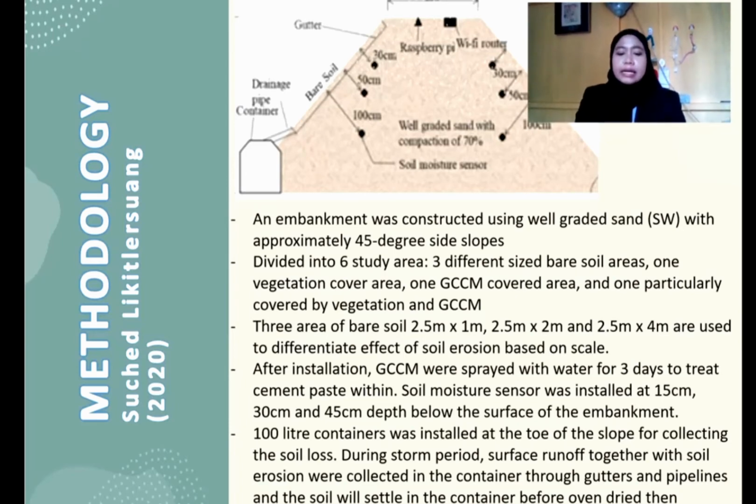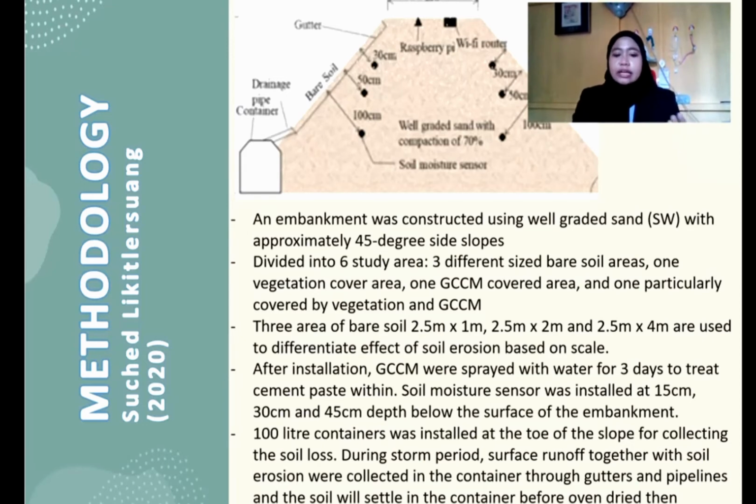The 3 areas of bare soil are: for the first, the area is 2.5 meters times 1 meter. For the second, 2.5 meters times 2 meters, and for the third, 2.5 meters times 4 meters. These are used to differentiate the effect of the soil erosion based on the scale.